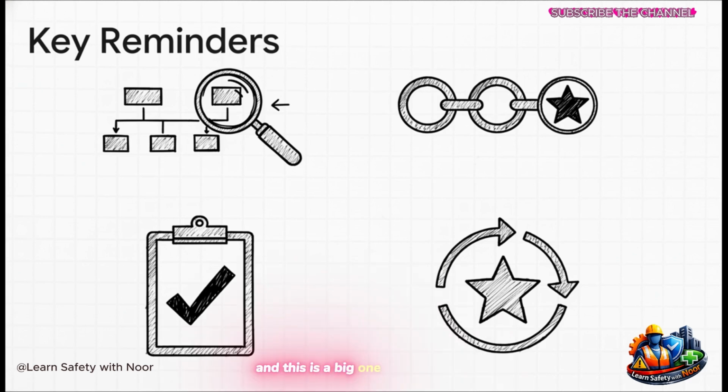Third, and this is a big one, document everything. Write down why you made the decisions you did. And finally, review your CCPs. Things change, processes get updated, so you need to make sure your plan is still relevant.